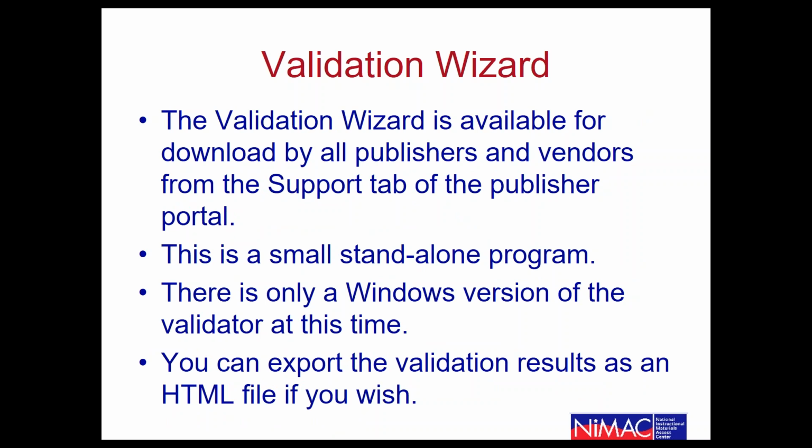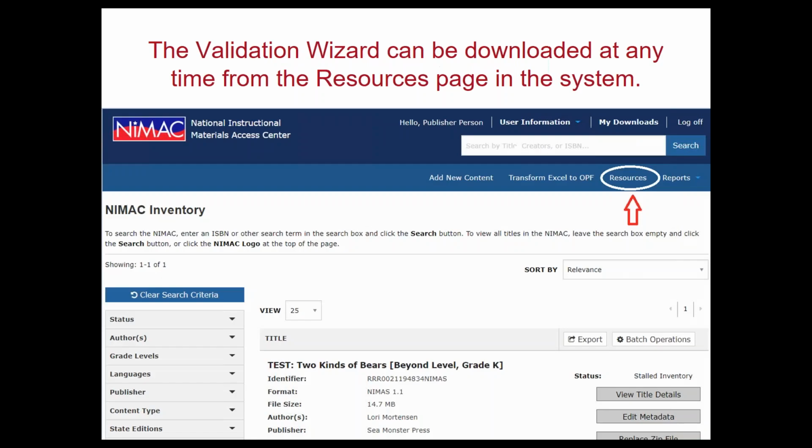The validation wizard is a small standalone program. It is only Windows based at this time. One thing that you can do is view the results either on your screen, or you can export it as a report if you would like. This is just a screenshot showing you where the resources tab is in your account. You can always download the validation wizard from that resources page.